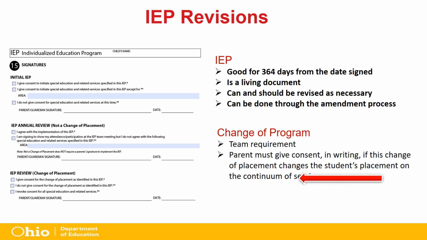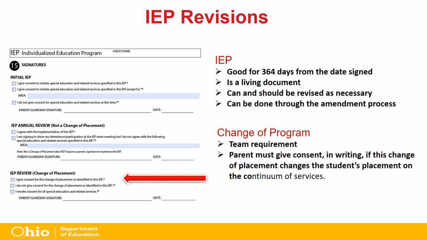If the district proposes a change of placement for a student, the IEP team is required to meet to discuss the change of placement. The team needs to determine if this is in fact a change in the continuum of services for the child. A continuum of services ranges from instruction in general education, special education, special schools, home instruction, instruction in hospitals, and institutions. If the change in the student's services proposed does in fact change the student's placement on the continuum of services, the parent must give consent in writing for that placement to happen.